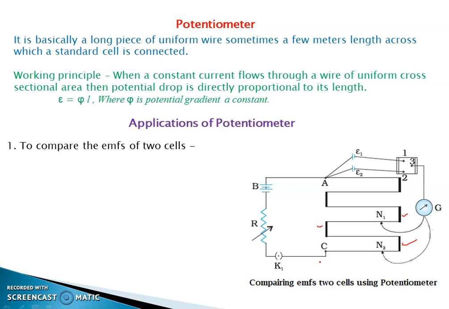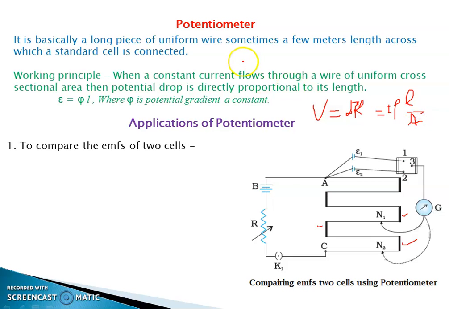Now the current flows from here to this wire, then this wire, so the length of the wire increases in a single board. For this, the potential difference is directly proportional to length, since V is equal to IR. Now what is R? This is I. Now R is rho L by A.